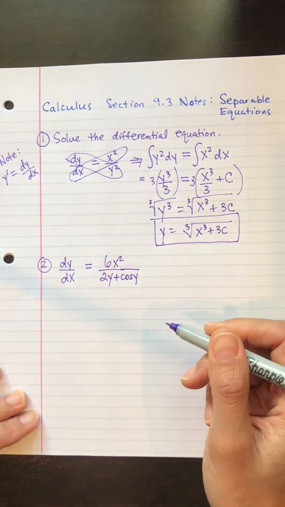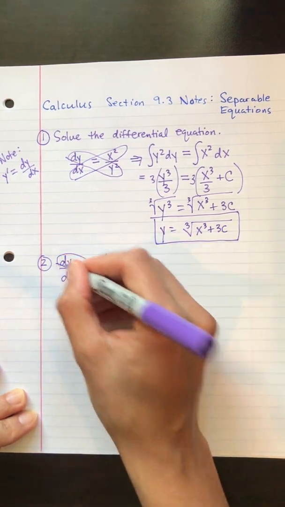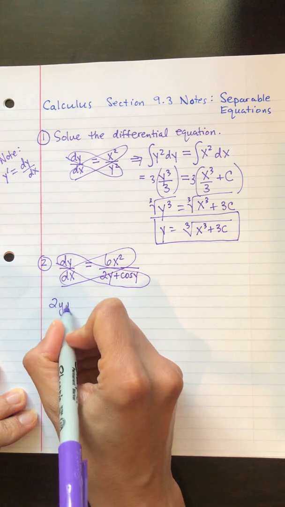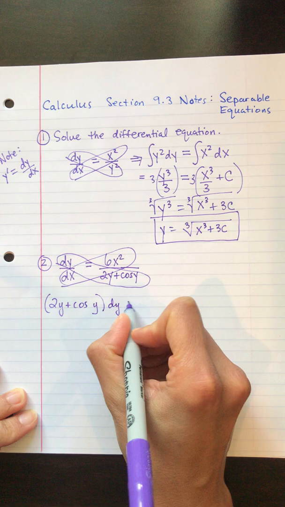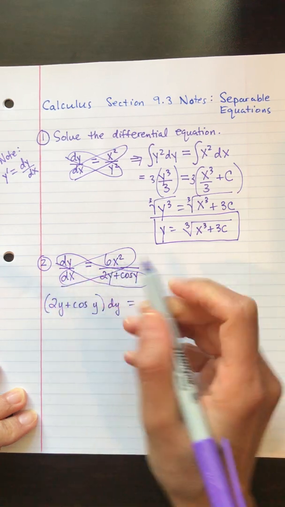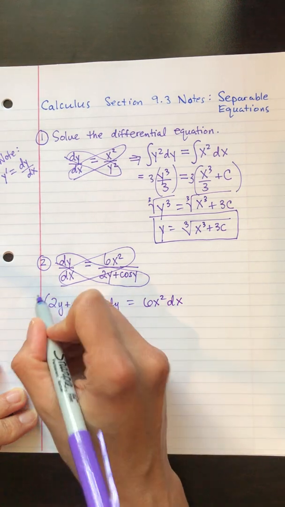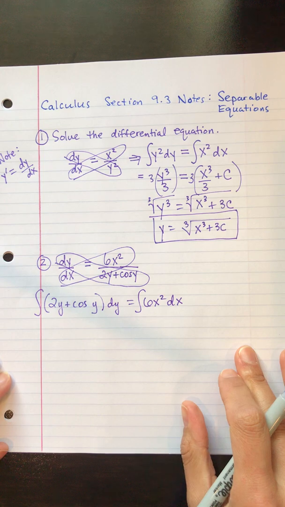Remember, your goal is to get the y's on the left and the x's on the right. So I'm going to go ahead and cross multiply. And I'm going to get 2y plus cosine y in parentheses dy, and then I'm going to get 6x squared dx. So after this is where I antiderive both sides. I take the integral of both sides.